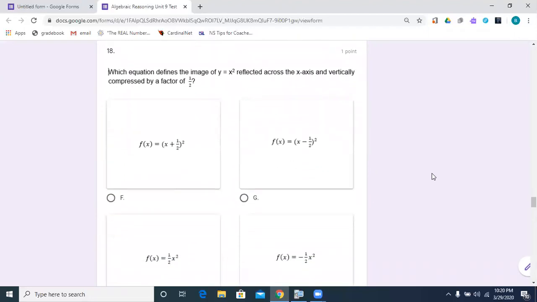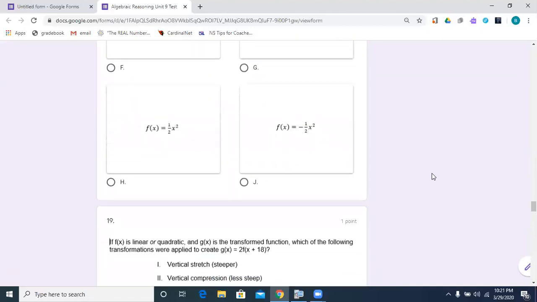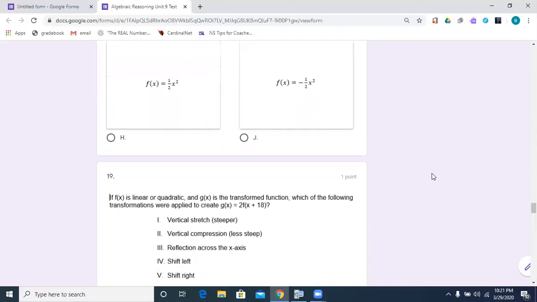Number 18. Which equation defines the image of y equals x squared reflected across the x-axis and vertically compressed by a factor of 1/2? F, f of x equals (x plus 1/2) squared. G, f of x equals (x minus 1/2) squared. H, f of x equals 1/2 x squared. J, f of x equals negative 1/2 x squared.